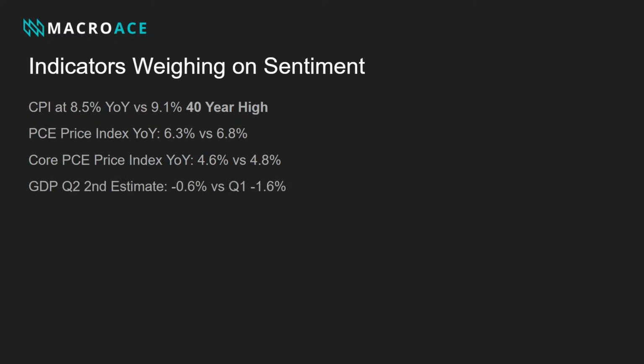You have the GDP second estimate data, which was better than the advanced report, at minus 0.6% compared to the first quarter of minus 1.6%. So a slightly better quarter than we had seen for the first quarter, better data from the US, but still in negative territory, which some traders say is a recession. Well, we've got to wait for other bits of data too, like jobs and housing data, to say whether or not we're in recession. We're not seeing that as of yet. People are probably preempting that. That's what we've seen in the stock market as well.